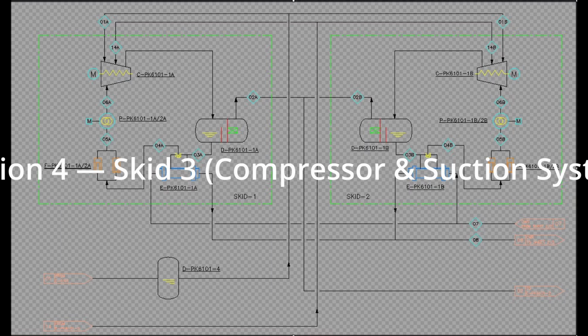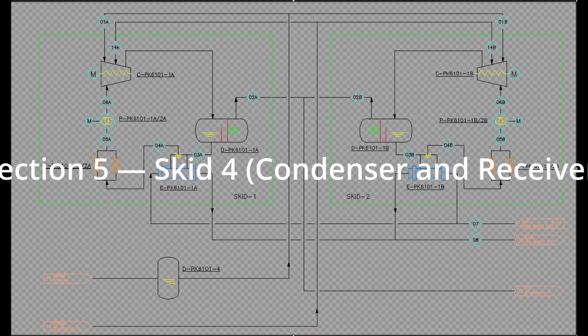Key components include the compressor, which increases the pressure of the refrigerant or process gas; the suction scrubber, which provides extra filtration of any remaining liquid; and the anti-surge control system, which protects the compressor during unstable flow conditions.